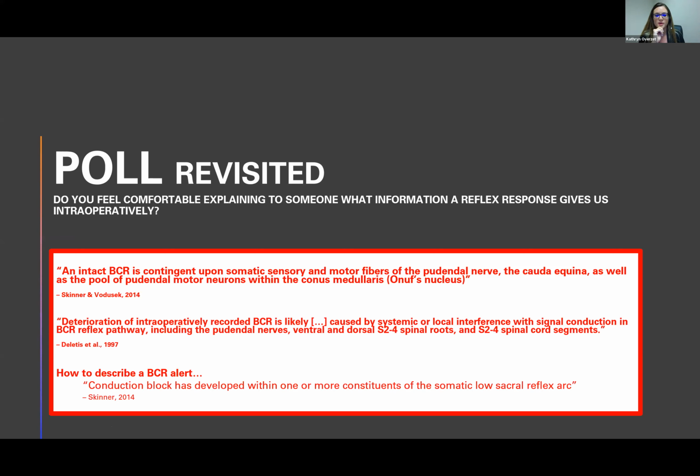And one of my favorites, how to describe a BCR alert. Conduction block has developed within 1 or more constituents of the somatic low sacral reflex arc. And if my webinar is going too fast for you and you're not sure what the somatic low sacral reflex arc is, the 2 quotes above give a really great description of what that encompasses.